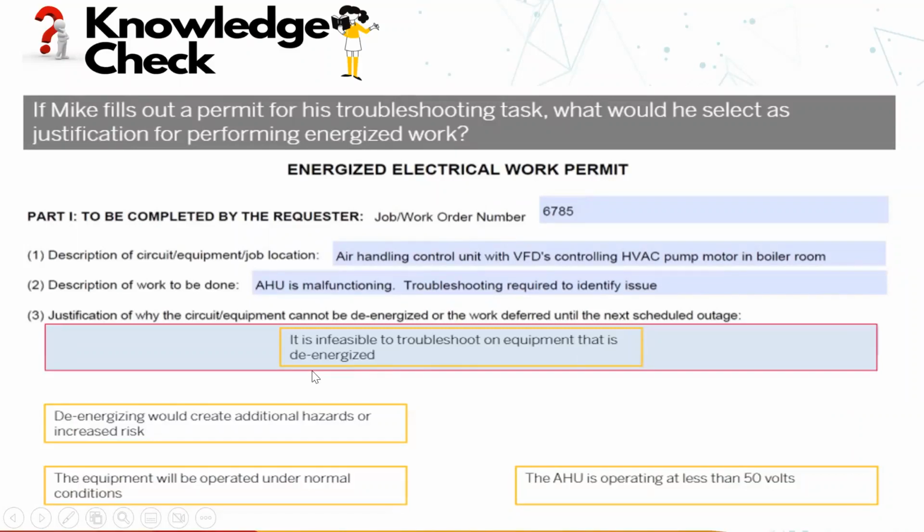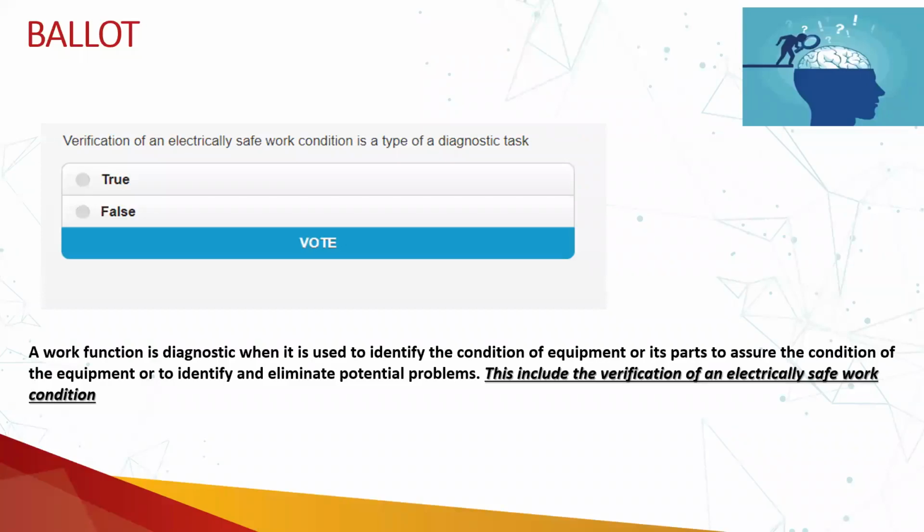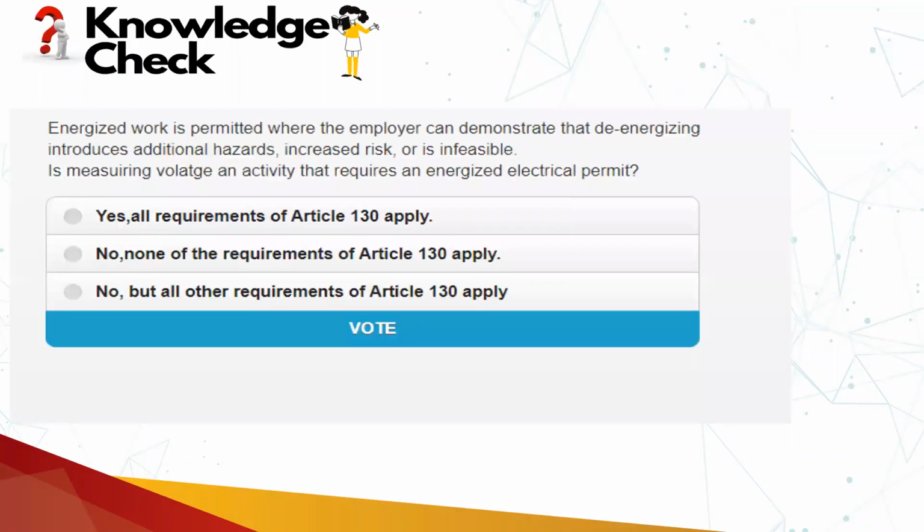So if this type of condition is there, then you are allowed to perform those tasks in the live system. Verification of an electrically safe work condition is a type of diagnostic task. Yes, because we are trying to identify whether the circuit has been correctly isolated or not, or whether some residual charges are there. So it's a type of diagnostic task. Energized work is permitted when the employer can demonstrate that de-energizing introduces additional hazard, increased risk, or is infeasible.